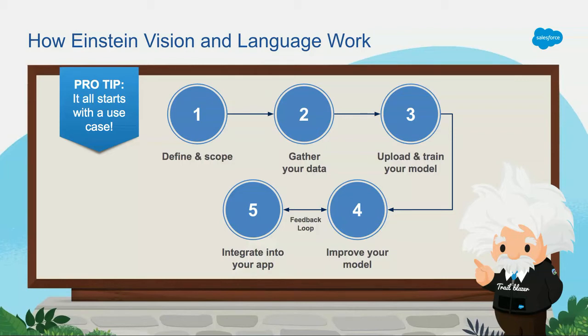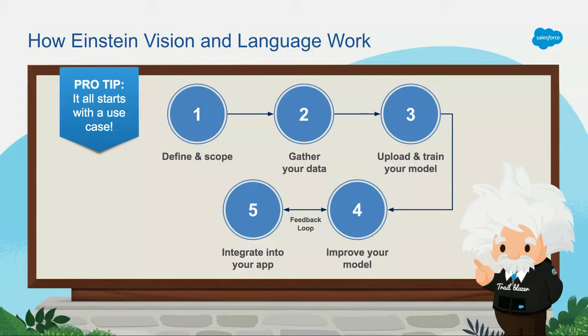Then we're going to talk about gathering your data. We're going to talk about uploading and training your model. Then we're going to talk about improving your model, which is step number 4. Step number 5 is integrating into your application. And then the very important step of the feedback loop and figuring out how you make sure that your model is continually improving over time. We're going to talk a little bit more about that.